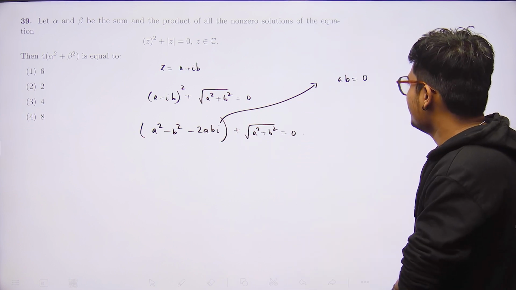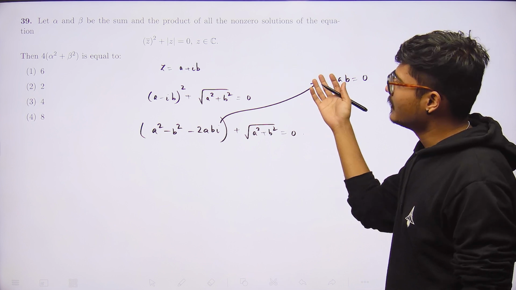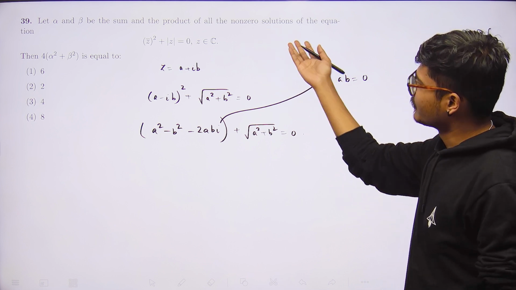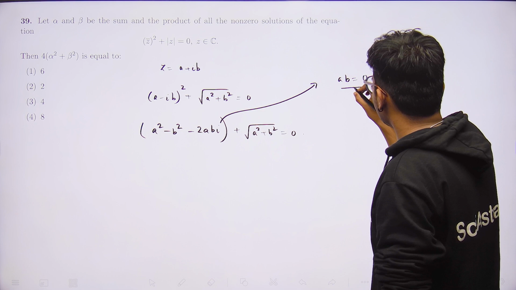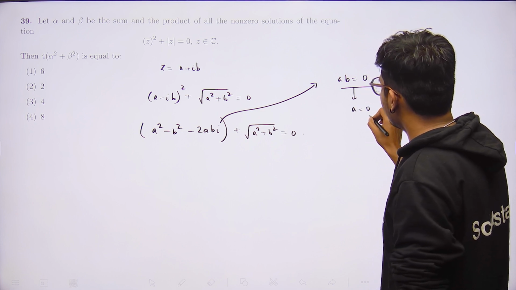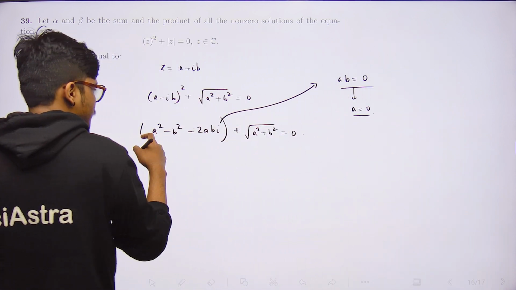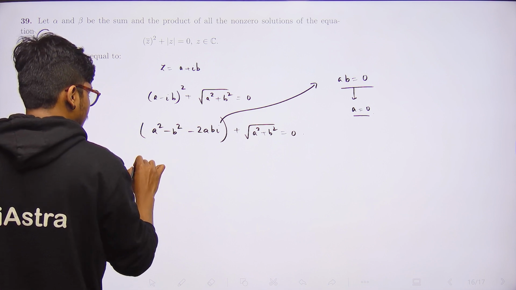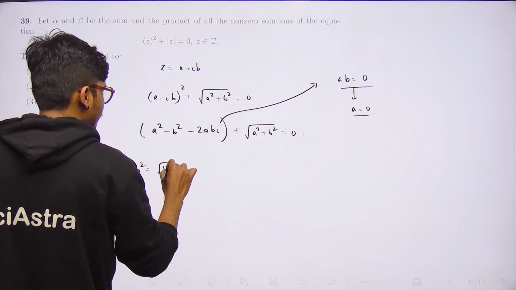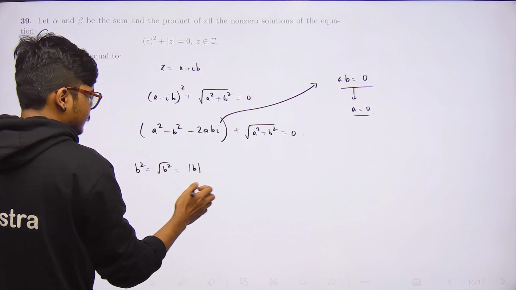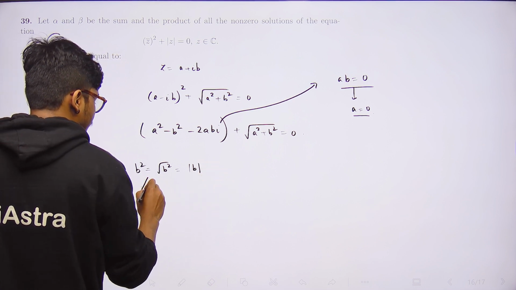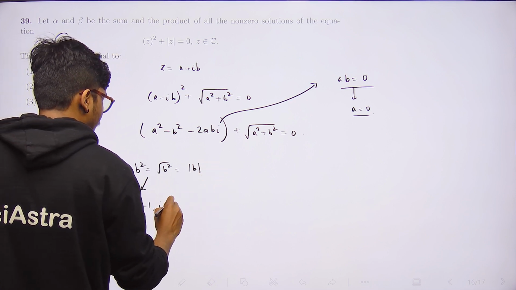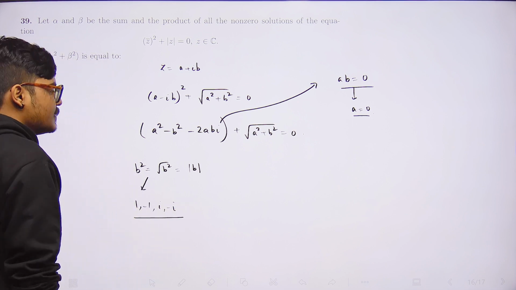So now, since ab is equal to 0, see, one option is that a and b are both 0, right? But we can't include that because we are looking for the non-zero solutions, right? So one case would be if a is equal to 0. अब अगर a equal to 0 हो गया, तो what happens in this equation is that b square is equal to root over b square, which is mod b, right? है ना? So from here, what can you say? So the solutions for this are what? 1, minus 1, iota and minus iota, right? ये चार solutions मिले हमें यहाँ से.